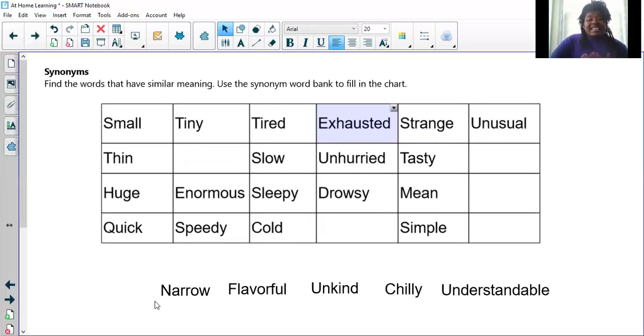The next one is narrow. Now, if something's narrow, that means it's really, really thin. It's a thin space that you can walk into. It's very small. So the word that's closest to narrow is thin.